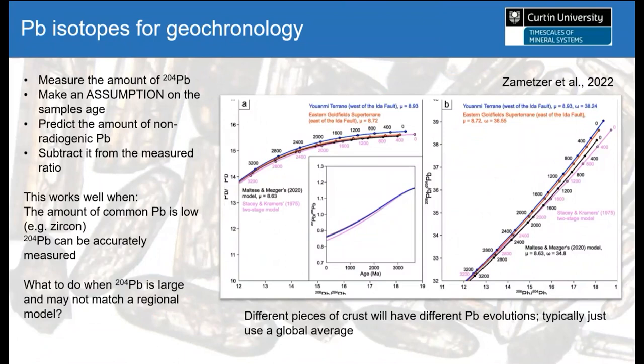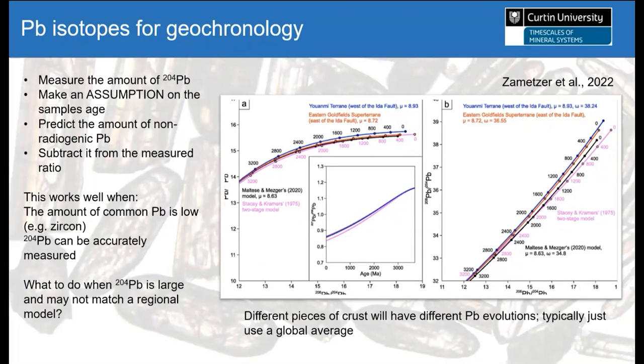Fortunately, because the amount of common lead in zircon is low, we probably don't need to worry too much about using regionally specific lead models in zircon, because we don't need to make much of this correction. But for other minerals, that may become more important.